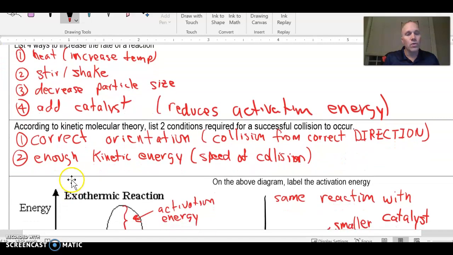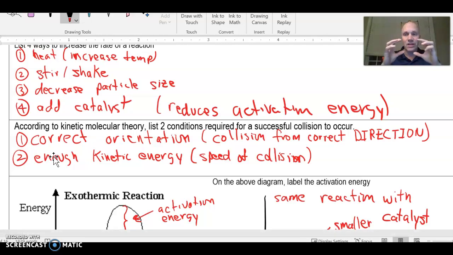According to kinetic molecular theory, what are 2 things that are required for a successful collision? Remember the Lego analogy: 2 things that are necessary for the Legos to come together. First of all, they have to be facing the right direction, so you have to have the correct orientation of your reactants. The second thing is that they need to come together with enough kinetic energy. Sometimes even if the Legos were oriented the right way, if they didn't come together with enough force, they might just make contact and then bounce off and go their separate way. So you have to have enough kinetic energy. Both of those are required.